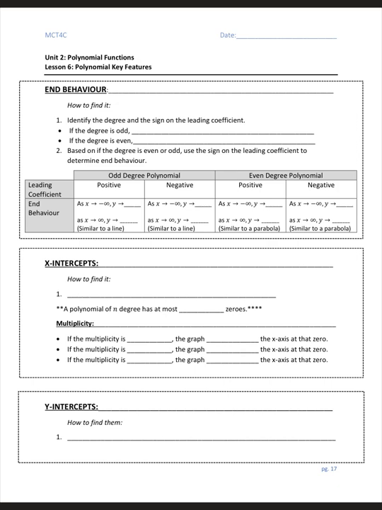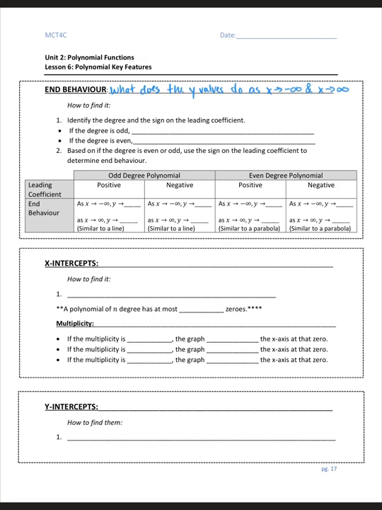So one of the key features that we've already looked at in this unit, but we'll discuss again, is our end behavior. So our end behavior talks about what the y values do as x approaches negative infinity and as x approaches positive infinity. So we've talked about this in a previous note, that when it's positive in general, we're going up, and when it's negative, it's going down. It depends if we're looking at an odd degree or an even degree, so we'll summarize this chart we have in another note.